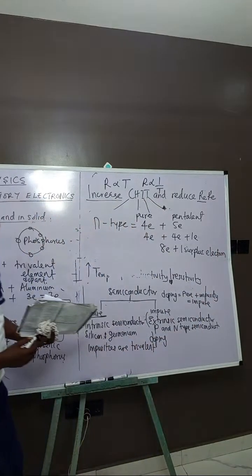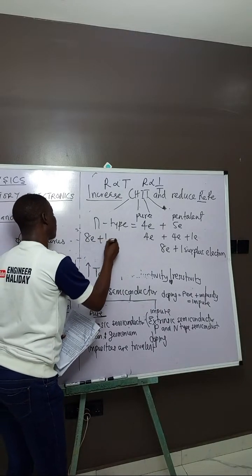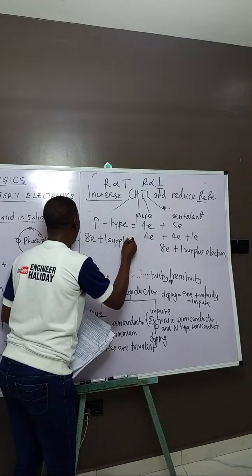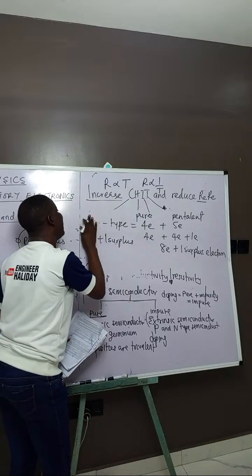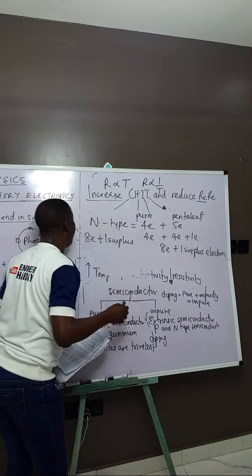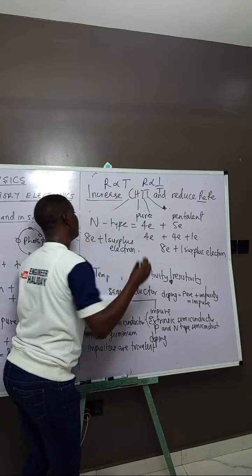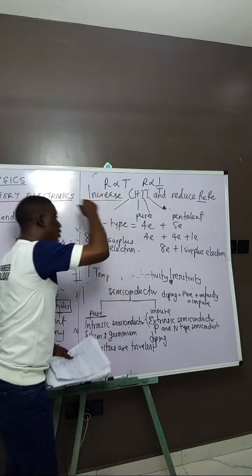So if you have 1 surplus electron, that means 8E plus 1 surplus electron. What does that mean, class? It means that there are more electrons in this crystal for N-type. That's why we call it an N-type semiconductor, because there is 1 surplus electron. So electron is dominating the semiconductor.